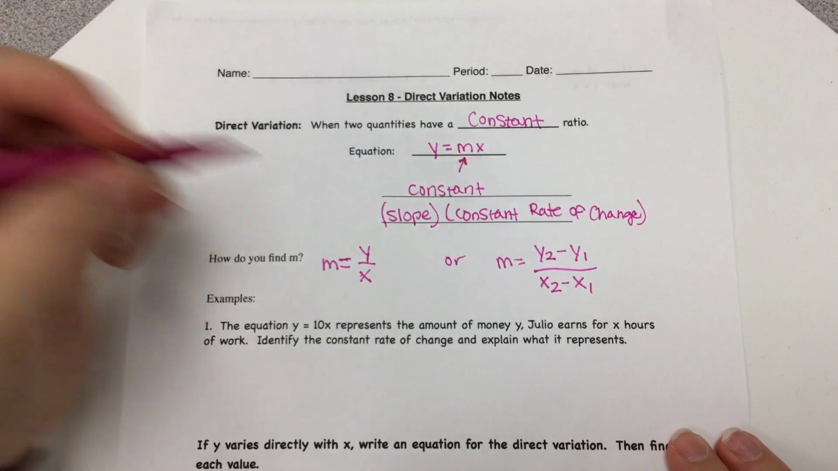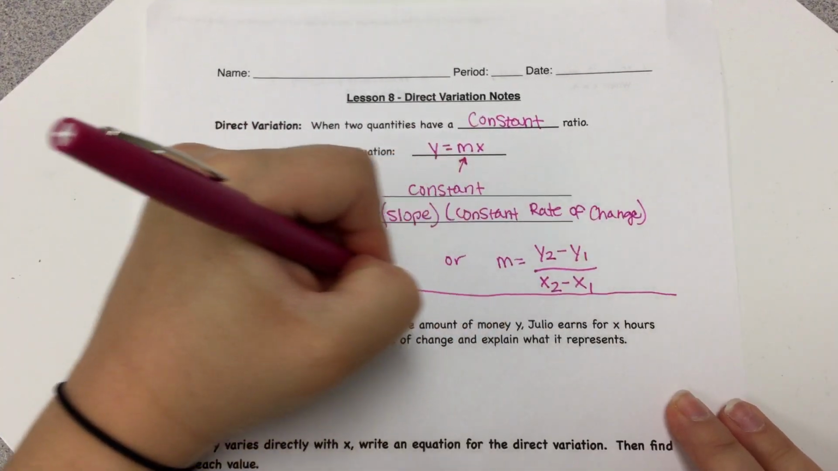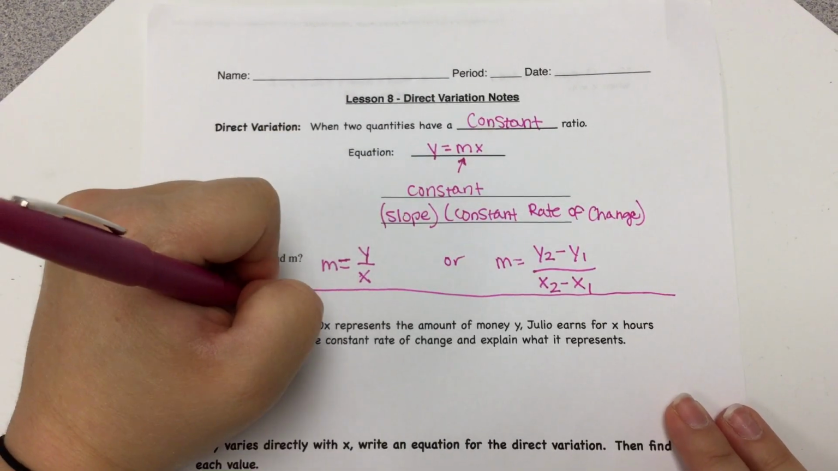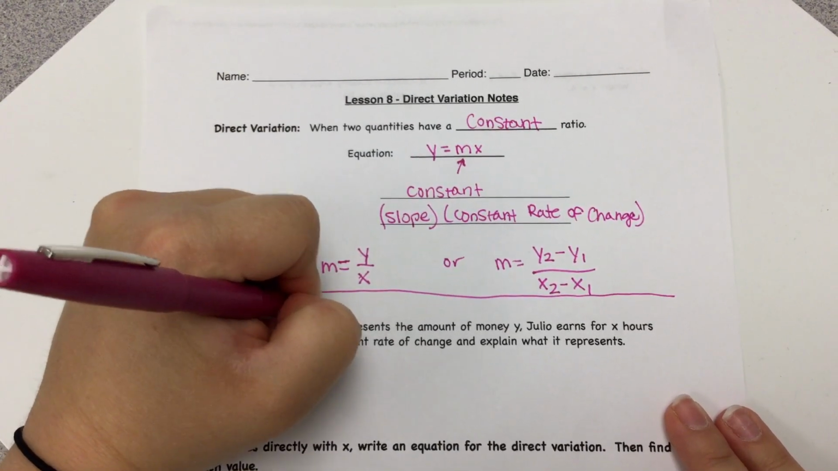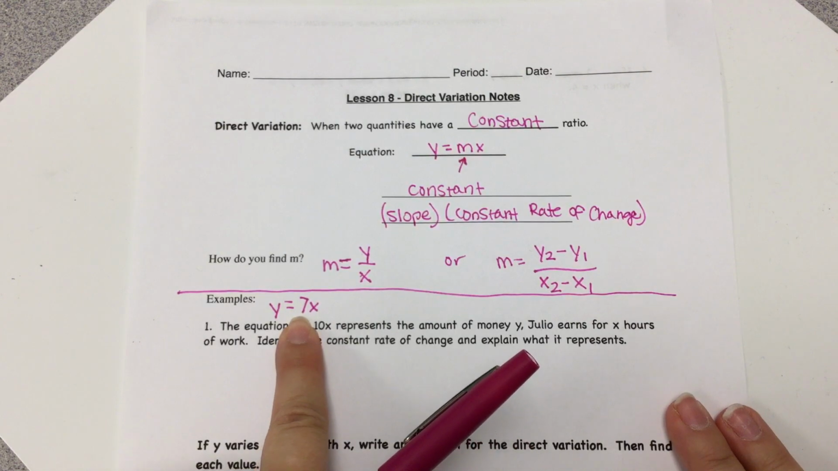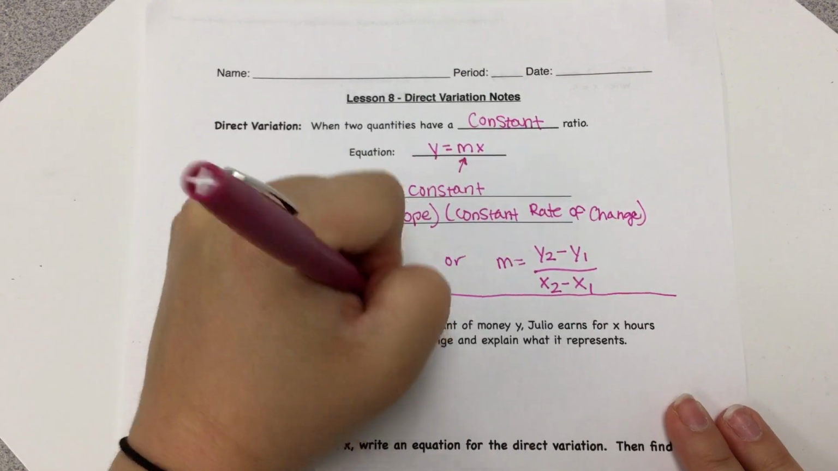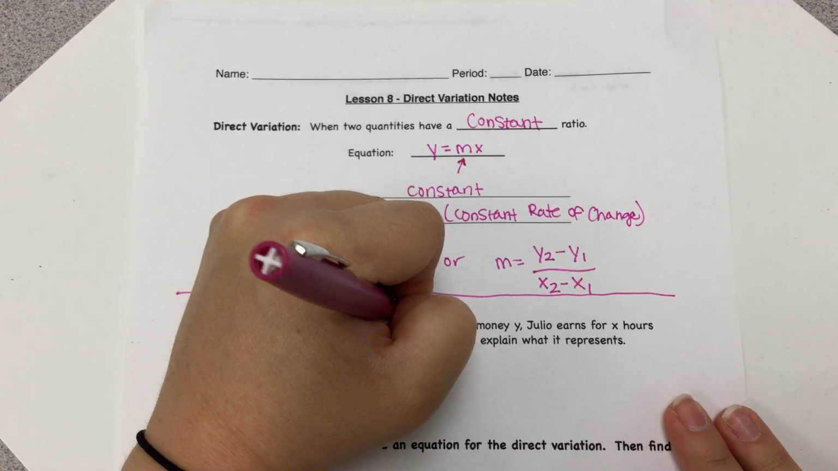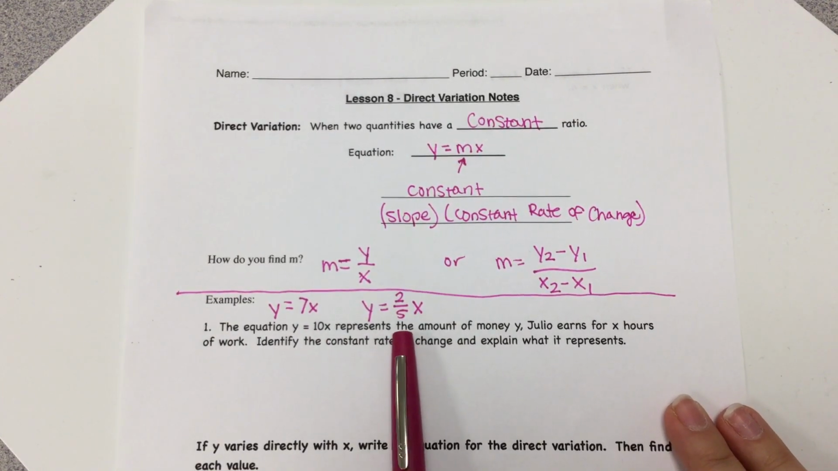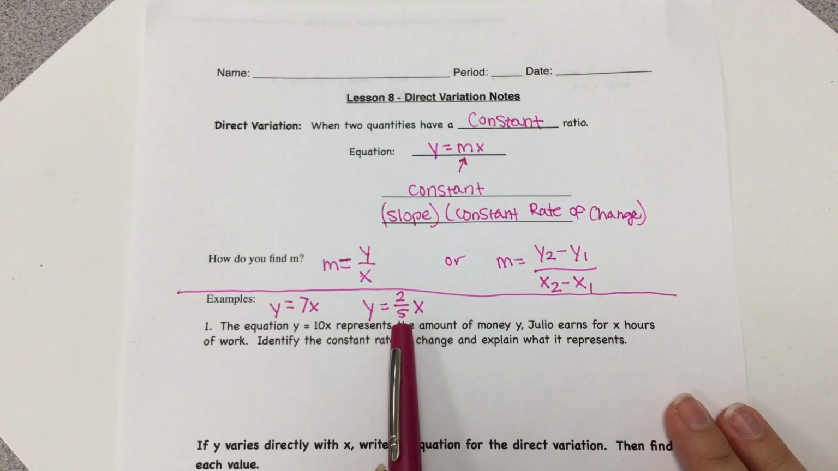Now, if we look at some examples of direct variation equations, here's some examples. We could have y equals 7x. We might ask ourselves, in this case, what is the slope or the constant rate of change? And it's 7. Here's another example. y equals 2/5 times x. In this case, our slope or our constant rate of change is 2/5.